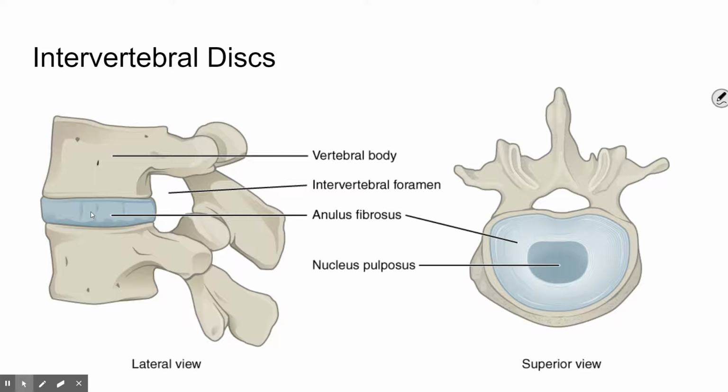The discs are approximately 25% of the height of the spine. And what happens as the day goes on and gravity continues to affect your body, you actually shrink a couple of millimeters as the day goes on. And then when you lay down, you kind of stretch back out a little bit.